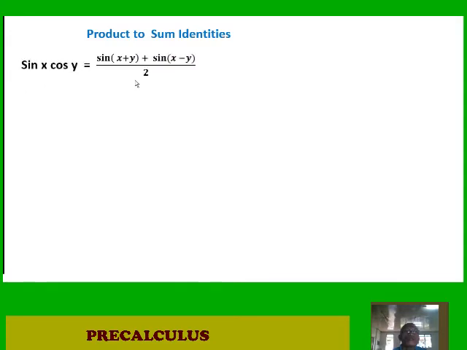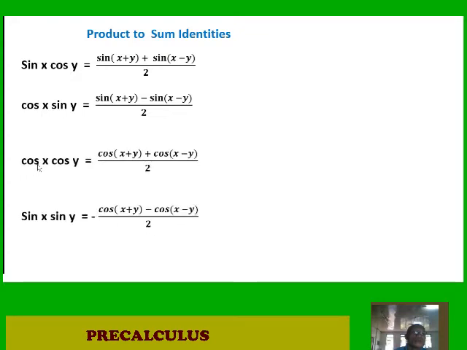Next, the product to sum identities. We have here the product of sine of x times cosine of y. It becomes the sum of the sine of the sum of the two angles x and y plus sine of the difference of the two angles x and y. So these are the product of sine x and cosine y, cosine x times sine y, the product of cosine x and cosine y, the product of sine x and sine y. These are the basic trigonometric identities.